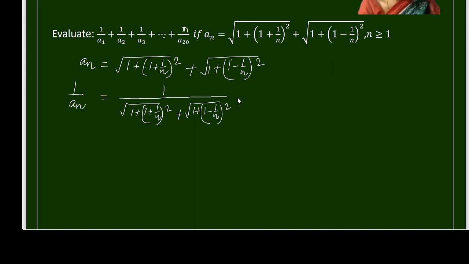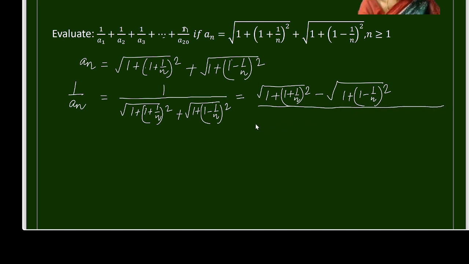Now what is its conjugate? Its conjugate will be only the sign negative here, because I have to rationalize the denominator by multiplying by the conjugate, both in the numerator and denominator. We have already seen this in many questions. So its conjugate will be, I am writing in the numerator, please take care, square root of 1 plus (1 plus 1 by n) whole square minus square root of 1 plus (1 minus 1 by n) whole square. This is the conjugate of the denominator, so the denominator will also be multiplied with this.